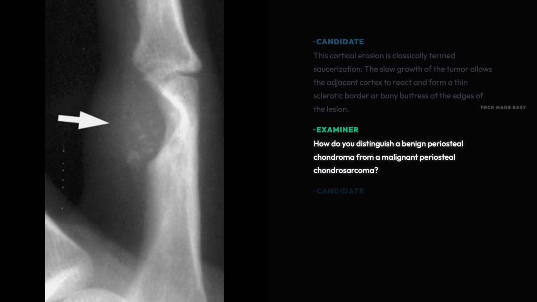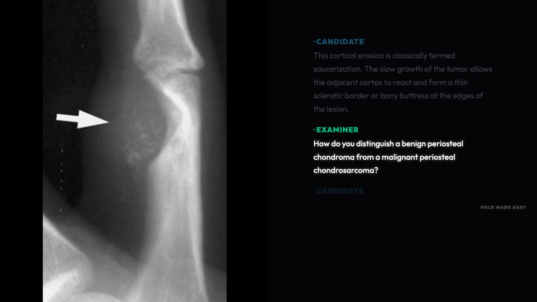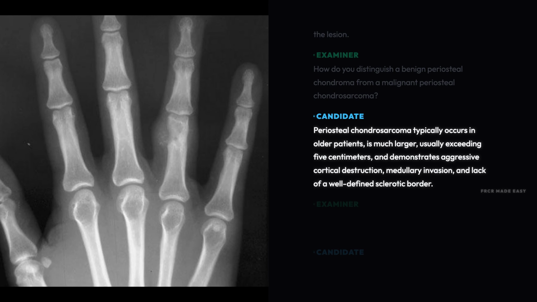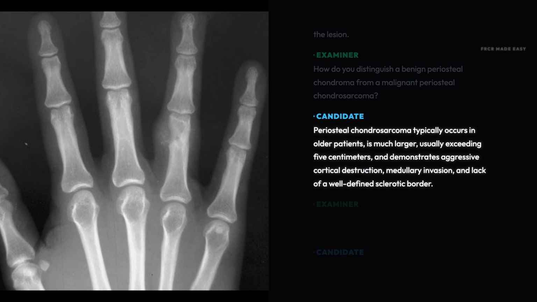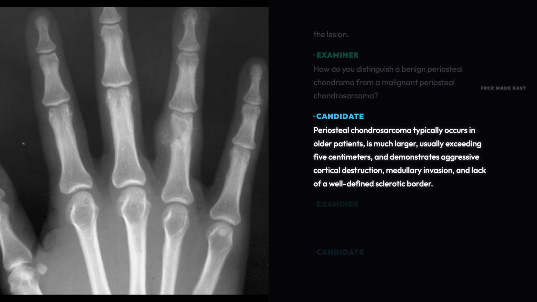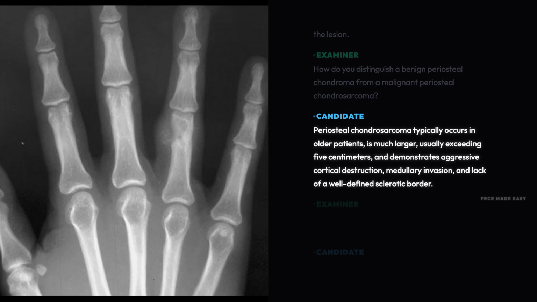How do you distinguish a benign periosteal chondroma from a malignant periosteal chondrosarcoma? Periosteal chondrosarcoma typically occurs in older patients, is much larger, usually exceeding 5 centimeters, and demonstrates aggressive cortical destruction, medullary invasion, and lack of a well-defined sclerotic border.